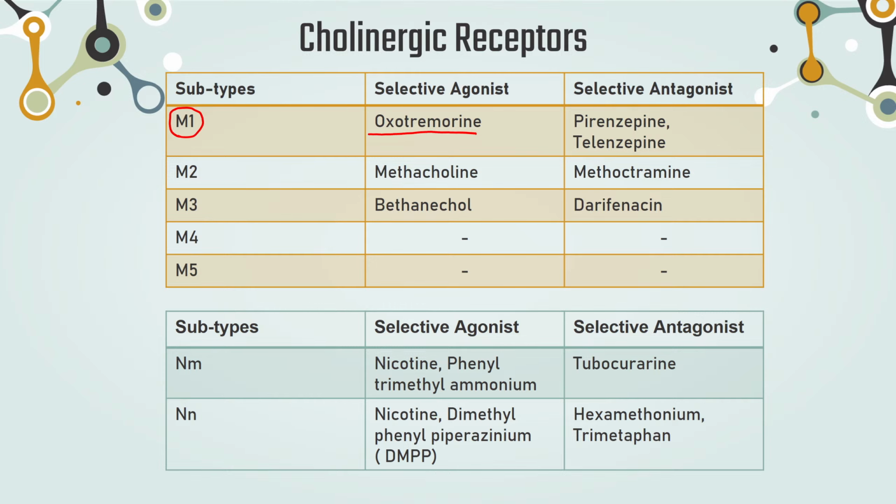All of the actions of M1 which we just saw, like increasing its action in the gastric ganglia and its action in the CNS, will be enhanced or agonized by oxotremorine. Now selective antagonists of M1: pirenzepine and telenzepine. Both of these drugs will inhibit the action of M1 receptors, and therefore they are used in peptic ulcer, because M1 receptor will stimulate whichever organ it is present in. So it will stimulate HCl secretion in our stomach, and therefore these antagonists can be used in peptic ulcer diseases.